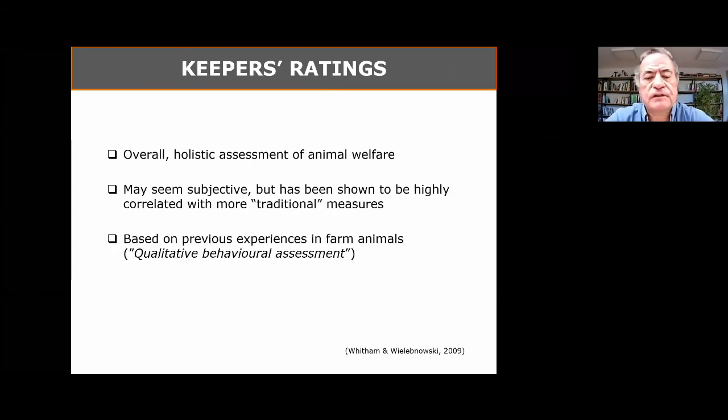And then just another example of a widely applicable indicator, keepers' ratings. I mentioned that in a previous talk organized by the EAZA at the EAZA Congress, and I think that we have good evidence that these keepers' ratings can be extremely useful. They are based on previous experiences in farm animals, the qualitative behavioral assessments, and we know that these QBA are highly correlated with more traditional measures. So include that in your welfare assessment, whichever the species you are considering, because we have good evidence that this is, again, generally applicable.